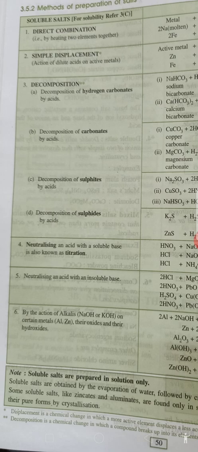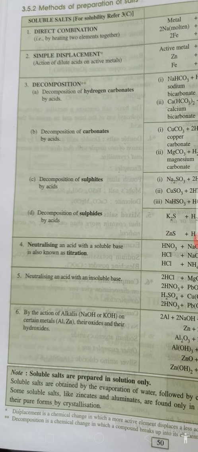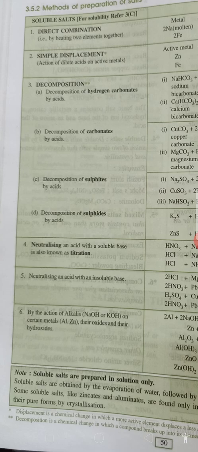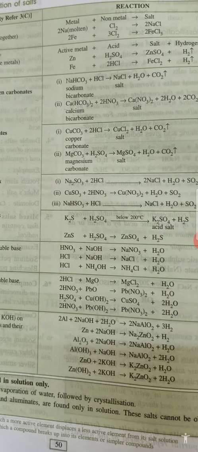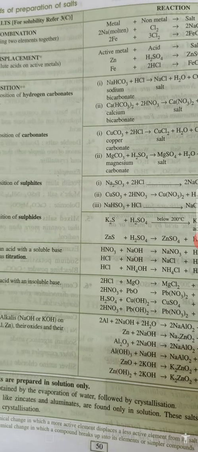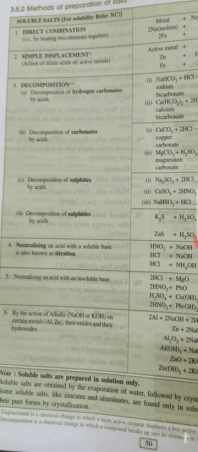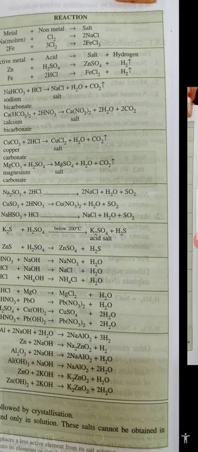So children, you see that soluble salts are obtained by the evaporation of water followed by crystallization. Some soluble salts like zincates and aluminates are found only in solution, and these salts cannot be obtained in the form of crystals. So children, when these salts are formed, what we do is first boil them, we evaporate all the water, and then it crystallizes out to give solid crystals. So this is the way to collect these salts in the form of crystals.